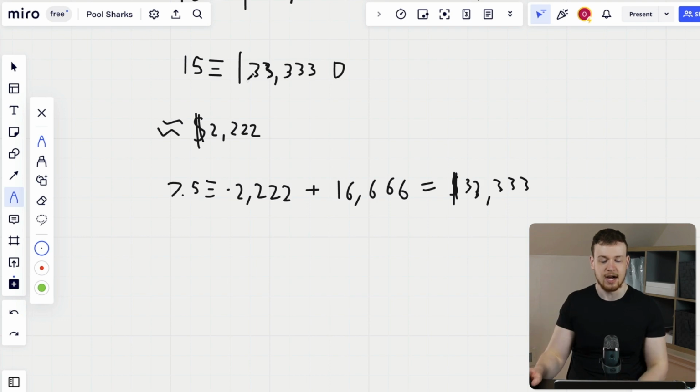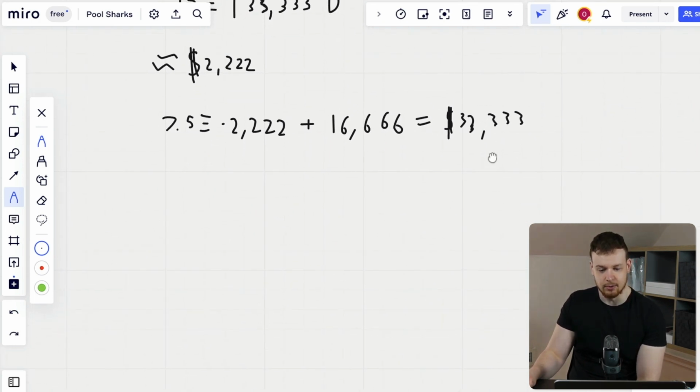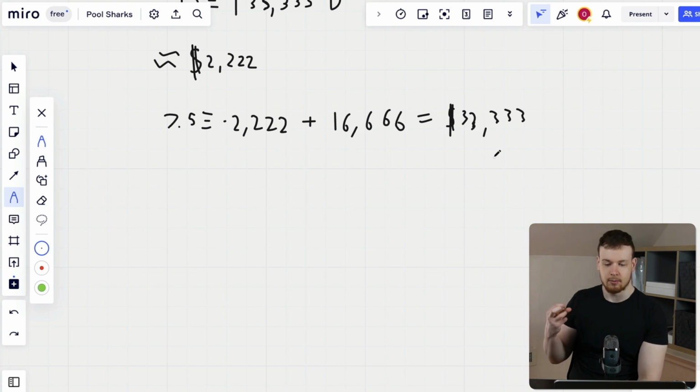But when we put it in DAI, it is already in USD. So 33,333 is this side for DAI, and that's the USD value that we withdraw when we withdraw 50% of the total LP.